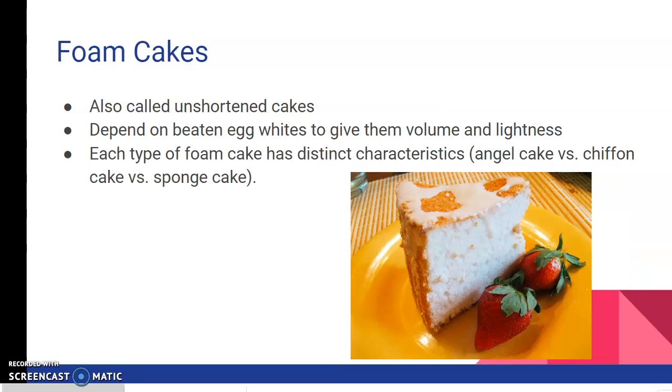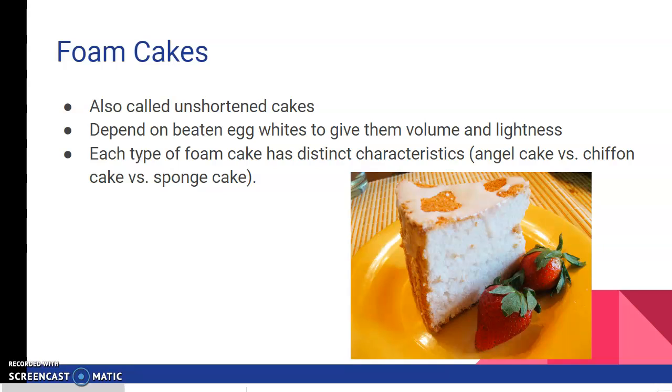All right, let's talk about foam cakes, the other kind of cake. These are also called unshortened cakes. So these cakes depend on beaten egg whites to give them volume and lightness, and each type of foam cake has distinct characteristics. So examples of foam cake are going to include angel cake, chiffon cake, sponge cake, and they all have their own unique characteristics.